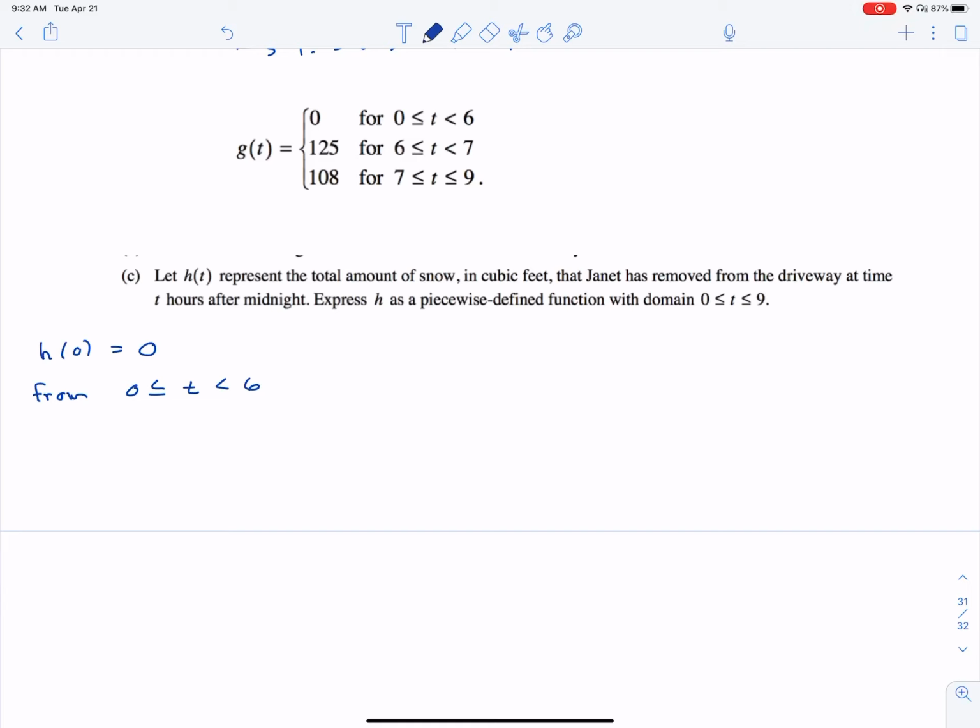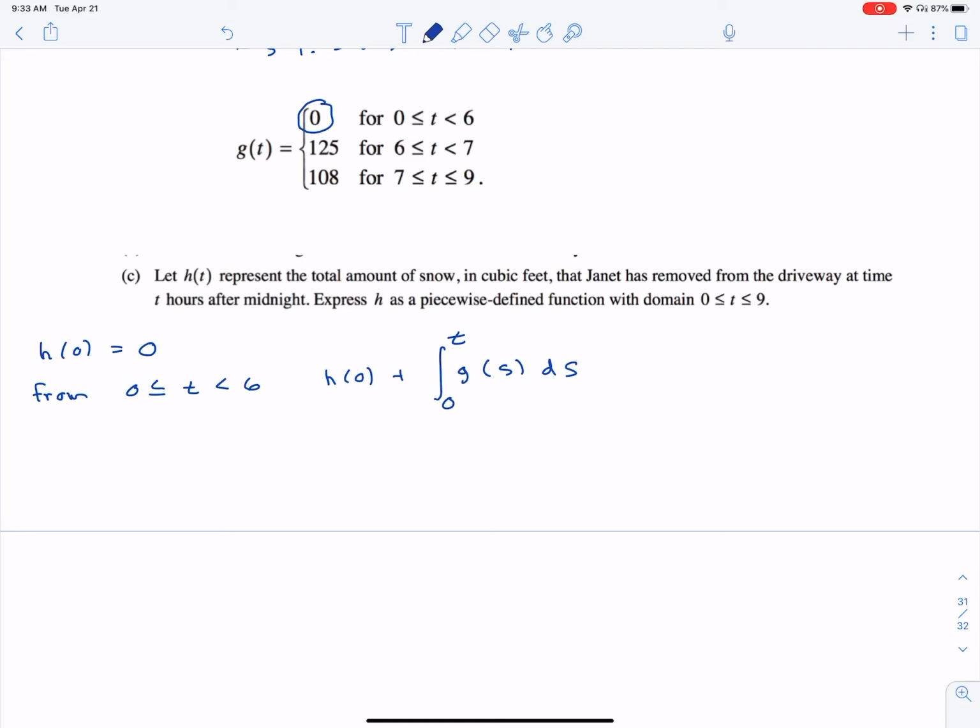So from 0 to 6, let's think about what she's doing. She's doing nothing, right? According to this, she's probably still asleep. So what are we going to do? Well, I'm going to take my initial amount, h of 0, and I'm going to add it to the displacement of g. Well, actually, hold on one second. So from 0 to some time, right? This is just, remember, I'm not using a number here. Well, let me just write down what I got, and then I will explain it in just a second. Okay, so let's talk about this function.